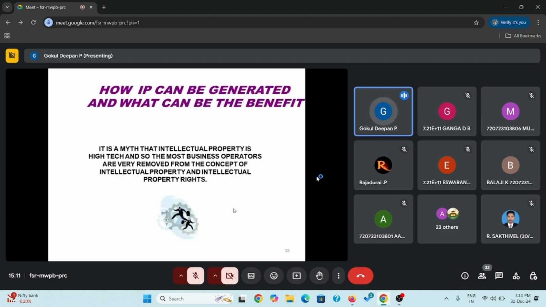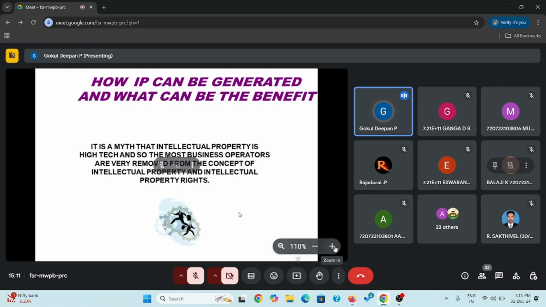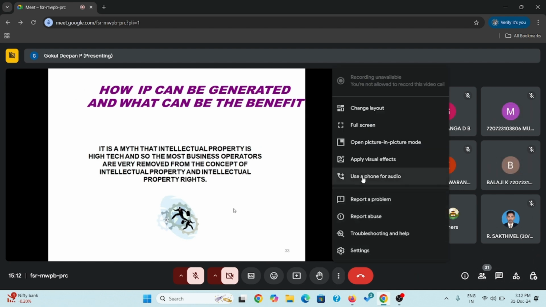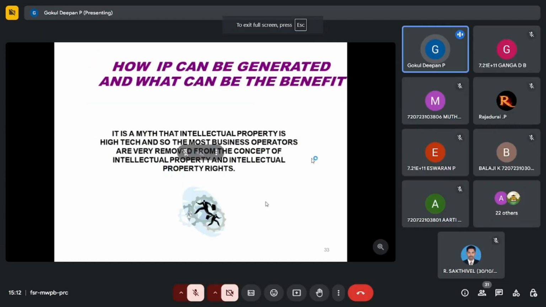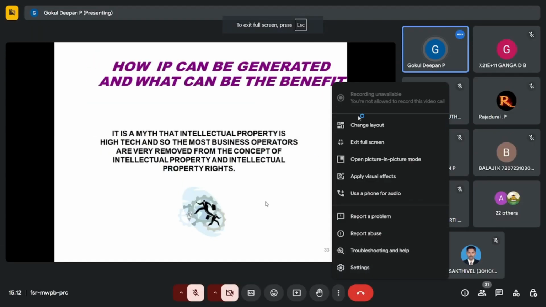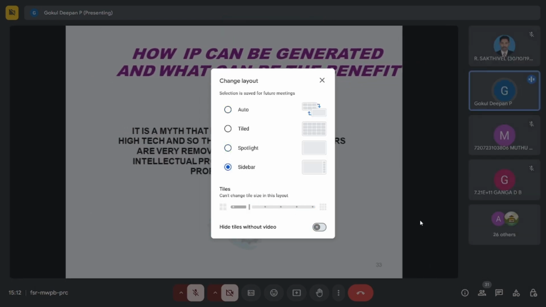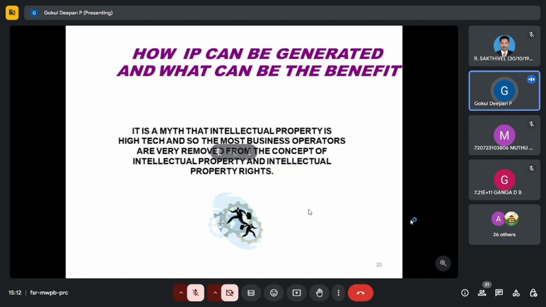How can IP be generated, and what can be the benefit? Actually, it's a myth that intellectual property is high tech, so most business operators are very removed from the concepts of intellectual property and intellectual property rights. It's not like that. Each and everyone can be involved.